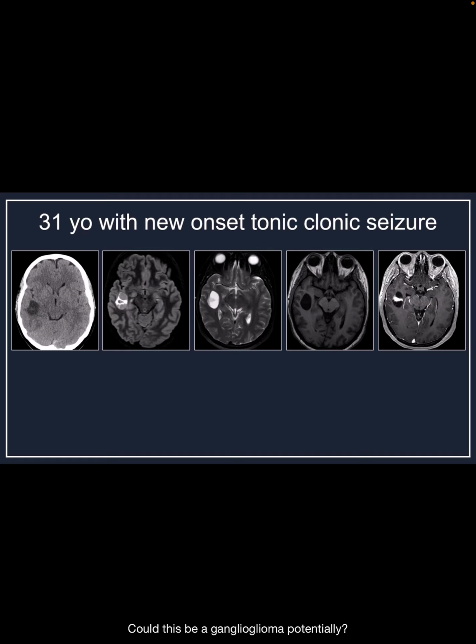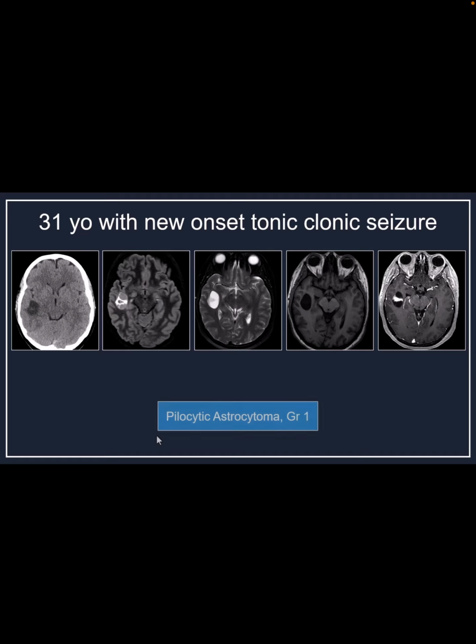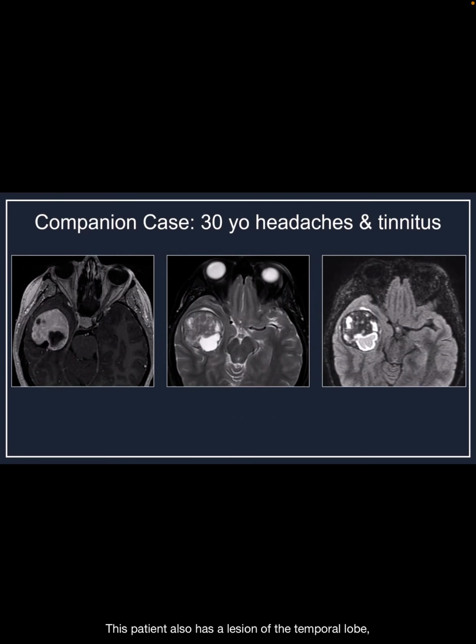Could this be a ganglioglioma? Potentially, and at pathology, this was a pilocytic astrocytoma, which is a grade 1 tumor. This patient also has a lesion of the temporal lobe, a companion case, a 30-year-old who's coming in with headaches and tinnitus. This patient's lesion is quite a bit bigger than the last case. The component of enhancement is much larger. There are some areas of non-enhancement.